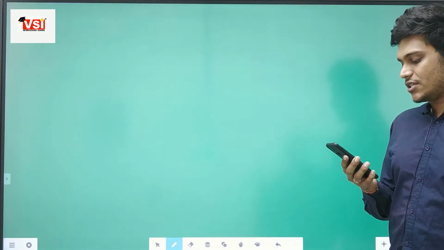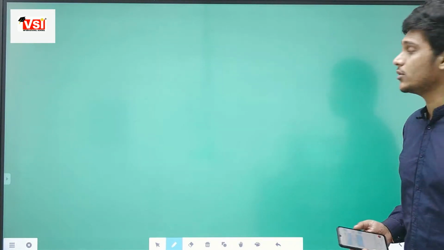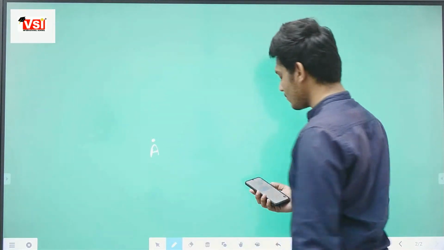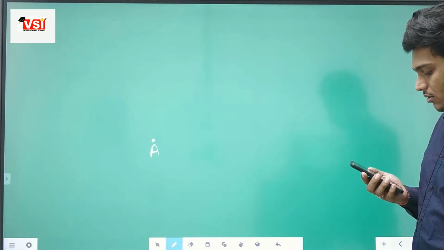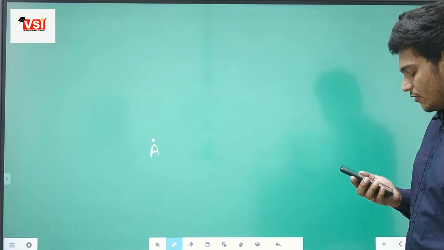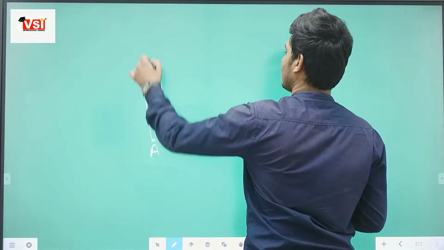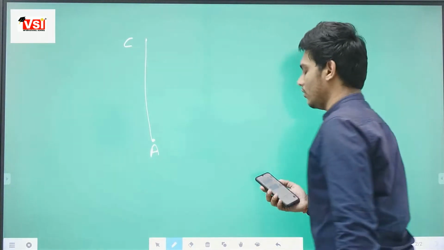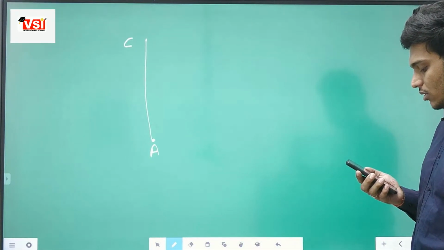A man wishes to estimate the distance of a nearby tower from him. There is a man standing somewhere at a point A, and he wants to estimate the distance of the tower. He stands at a point A in front of a tower C, and spots a very distinct object O on the line of AC.